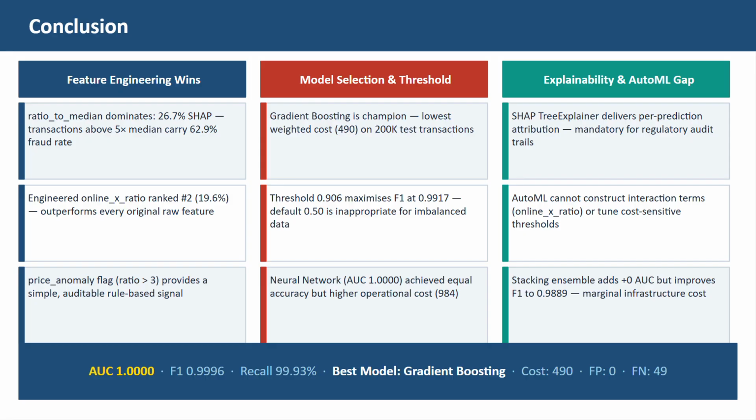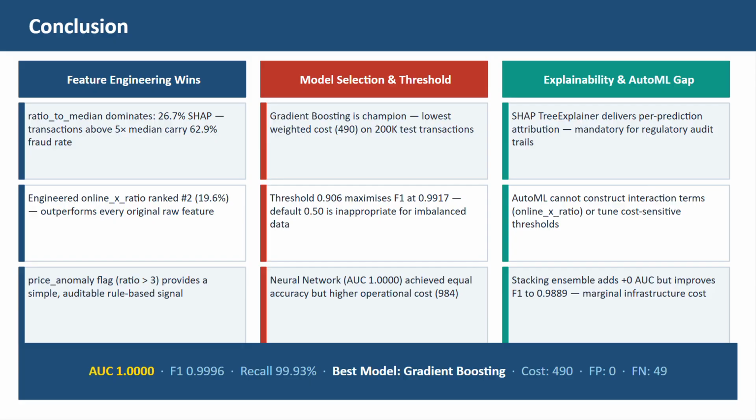So besides that, we come to the conclusion. The feature engineering wins, with ratio to median dominating at 26.7% SHAP, above 5 times the median carrier fraud rate. And the engineered online times ratio ranked number 2, outperforming every original raw feature. And the price anomaly flag provides a simple and auditable rule-based signal.